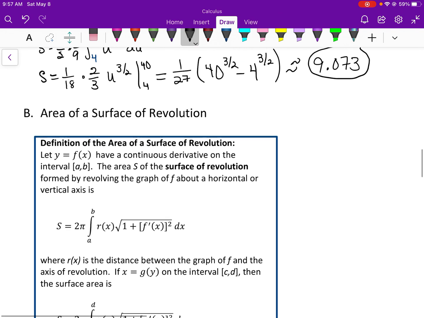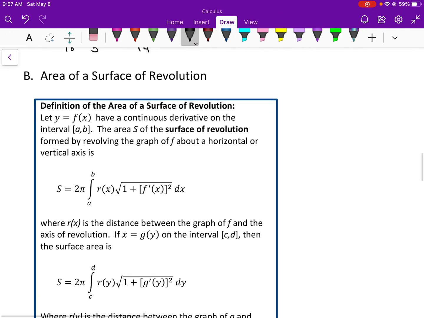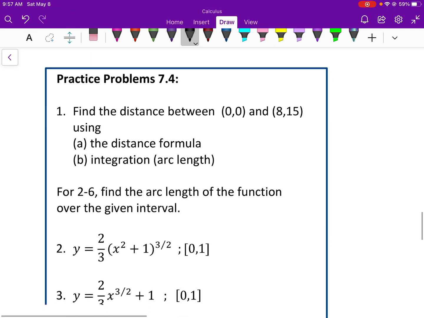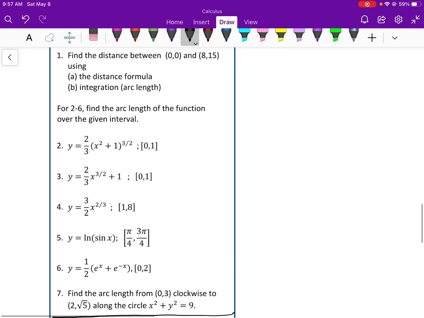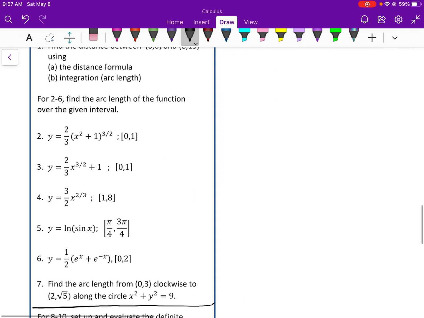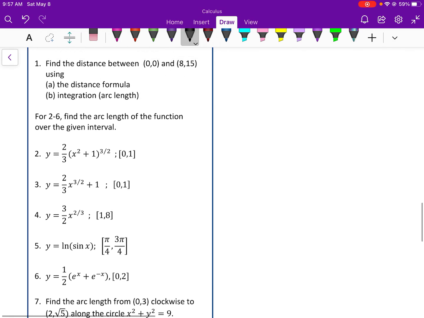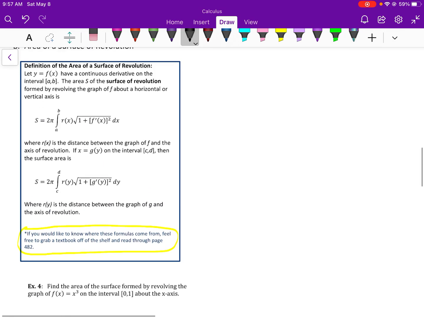The next video is going to pick up with the surface area of revolution. Before I stop this video though, let me show you the practice problems. The first 7 you're going to be able to do with arc length, and then the last 3 are surface area problems. So we're going to start there on the next video.